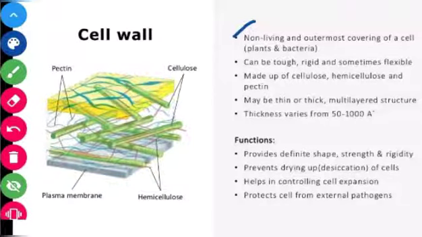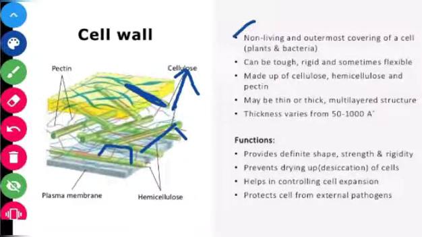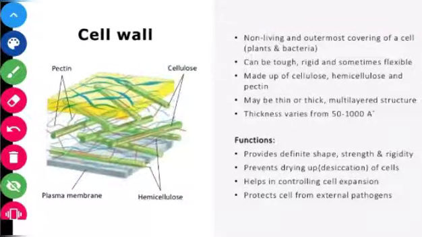The third point is that it is made up of cellulose, hemicellulose, and pectin. You can observe here these rod-like structures, that is cellulose. Next, hemicellulose: you can observe here the red color thread-like structures, that is hemicellulose. And next, pectin: here the thin blue color structure is pectin.